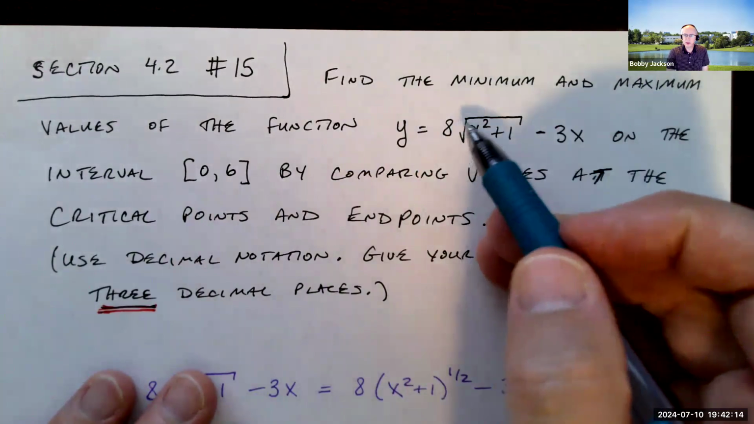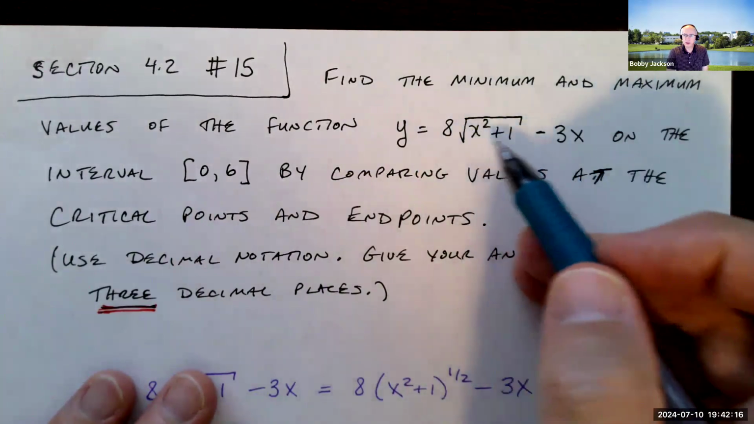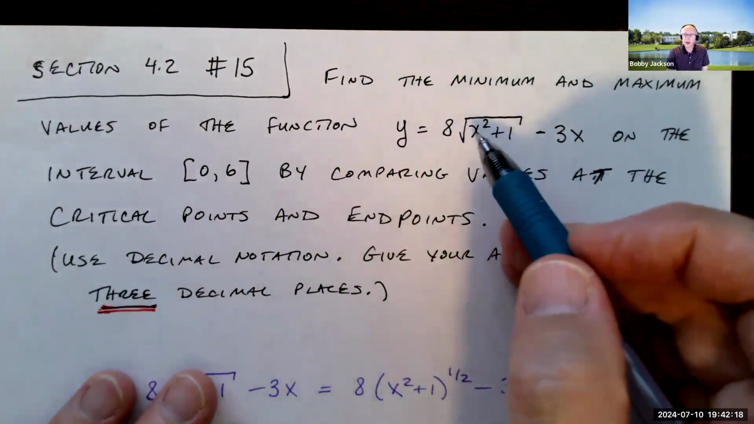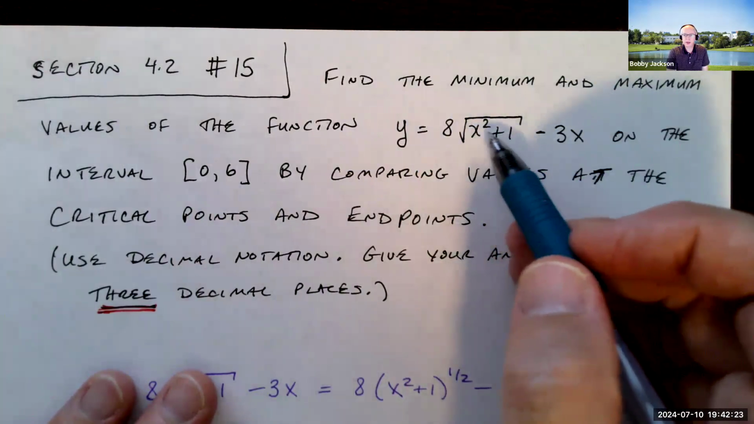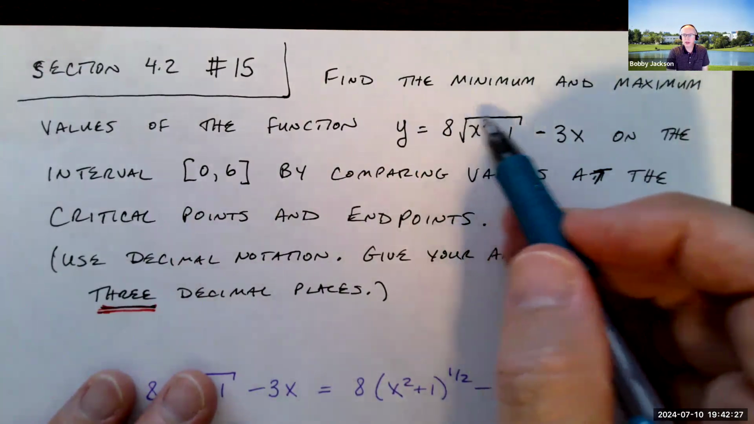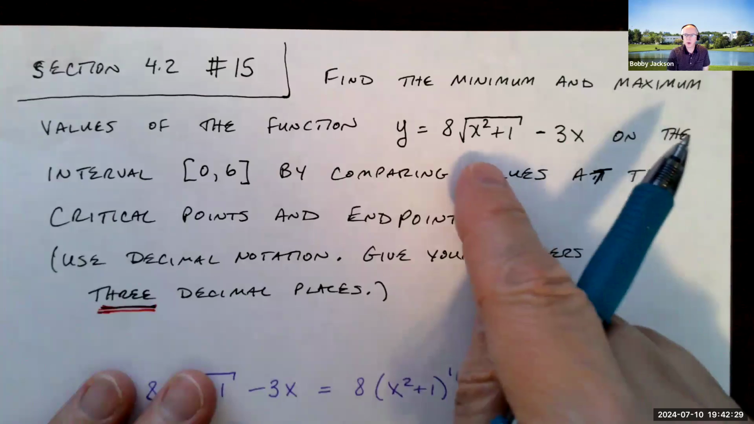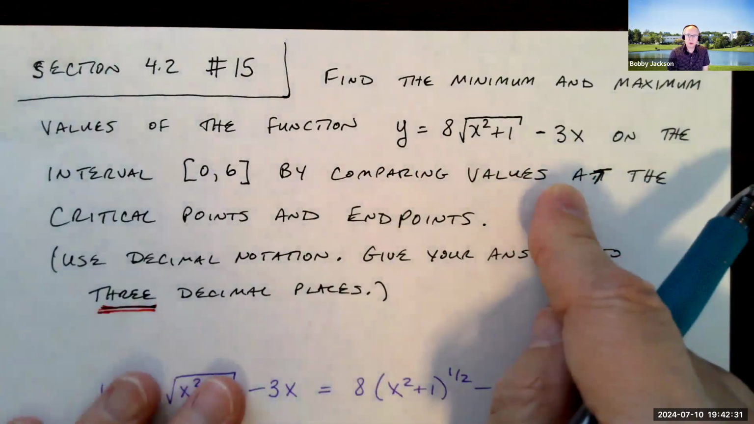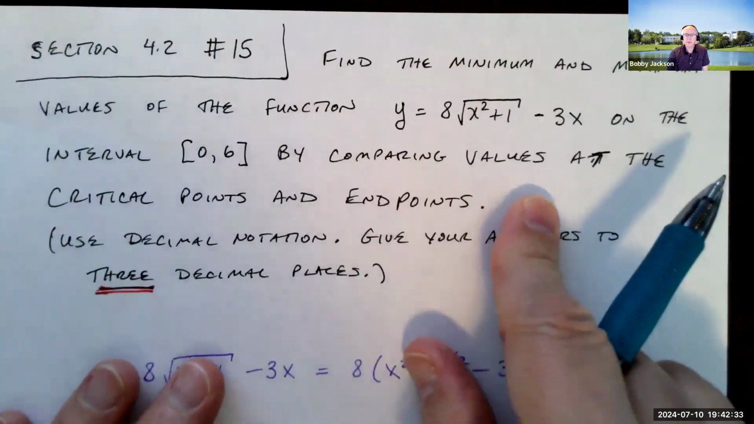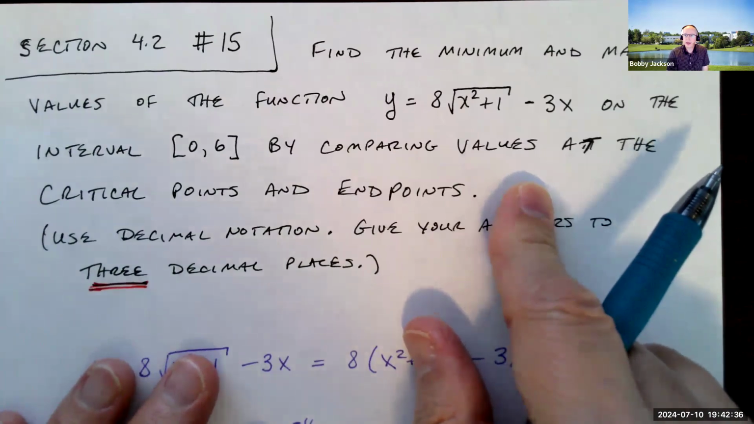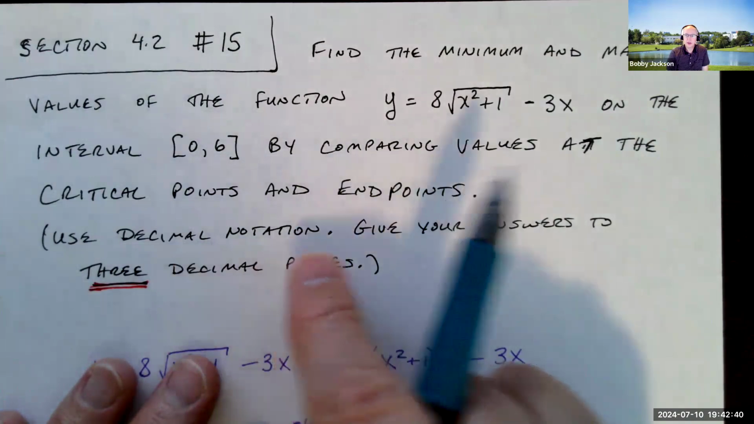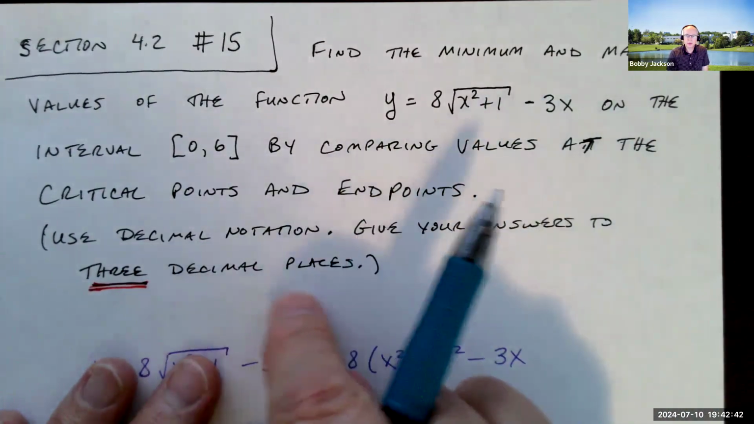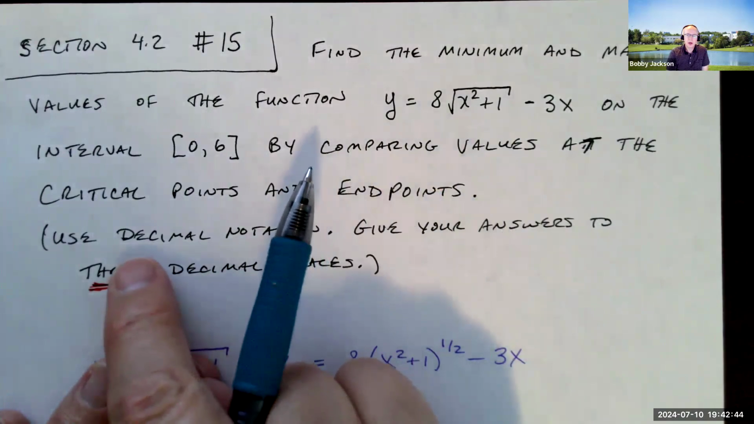You might have concerns about the square root of something, but if you look at what's under the square root, it will always be at least 1. Since I'm squaring the input x, I'm always going to have a radicand, the stuff I'm taking the square root of, that is greater than or equal to 1. So this is defined for all real numbers. It's continuous everywhere, actually. And so we are going to use decimal notation and give your answers to 3 decimal places. So make sure you're aware of that.